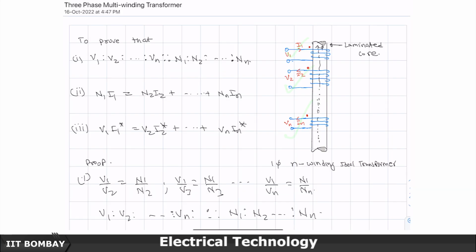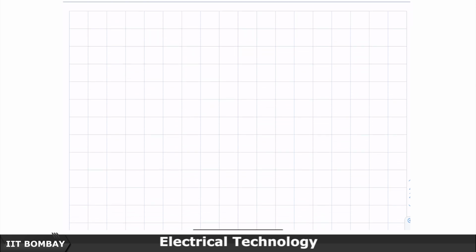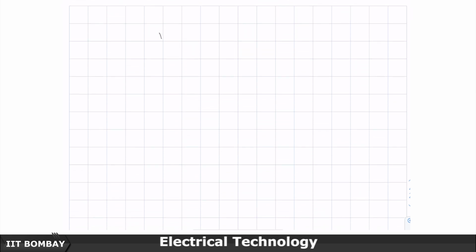So, in fact, here I have got n windings which are coming on this laminated core, and you can imagine that this circuit is getting closed from somewhere here below. This is like a single phase 3 winding transformer. So, let us draw a very simple sketch.